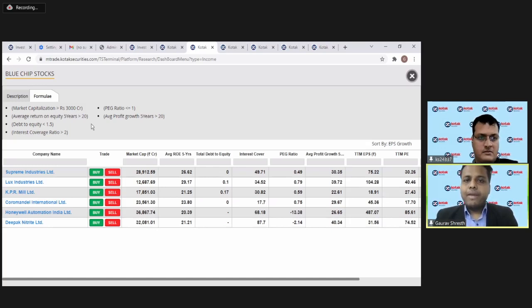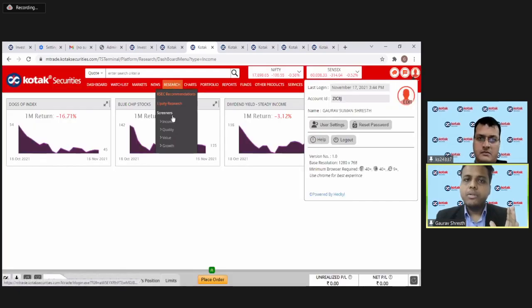If I want to search for a stock which fits these parameters, I can just open this blue chip screener, and it will automatically show the list of stocks which fulfill the parameters. Again, this is not a recommendation to buy or sell. This is just a list of stocks which fundamentally fulfill the parameters given in the formula. Ultimately, you have to make your own buy and sell decision. So under the research section, you can go to the screener.